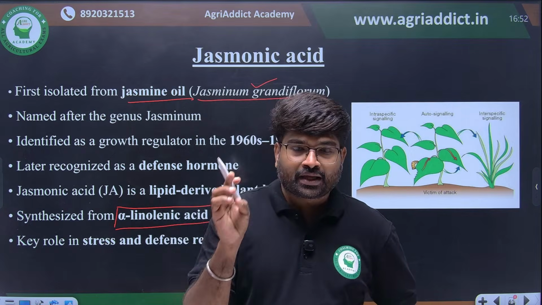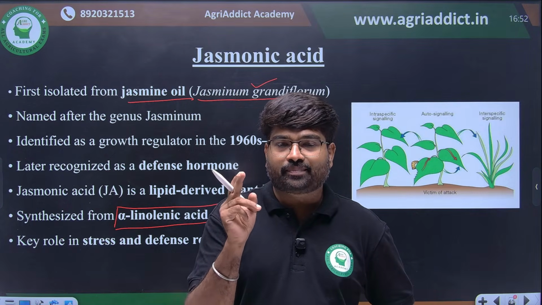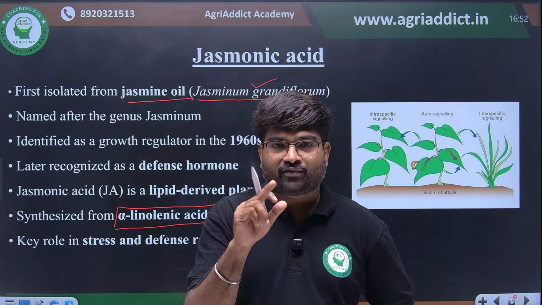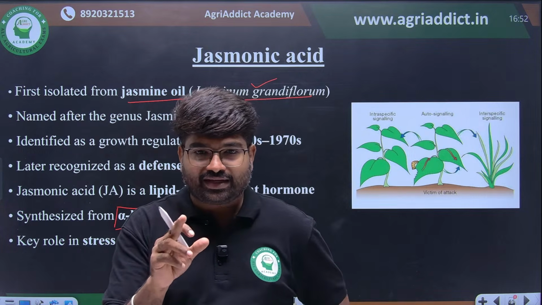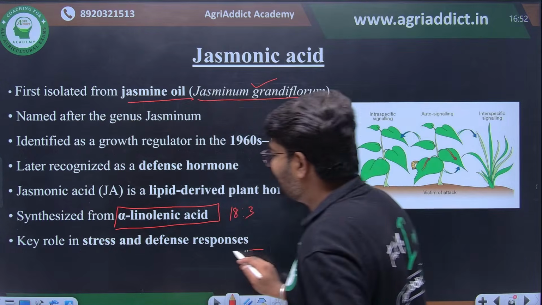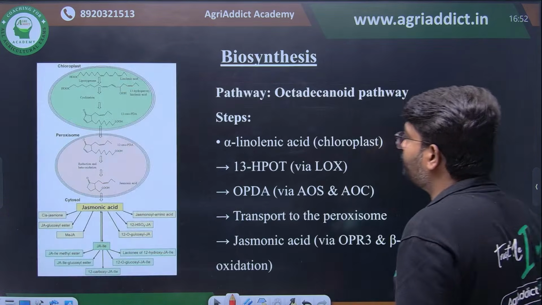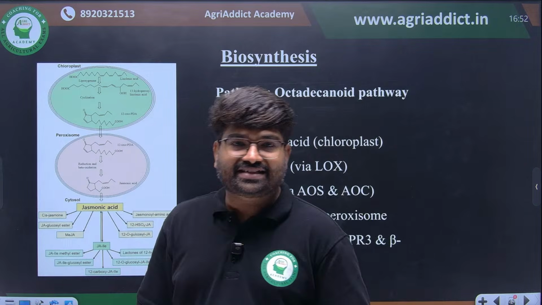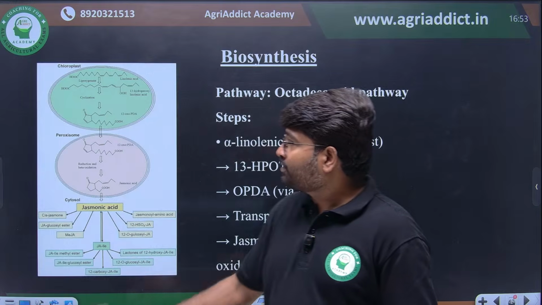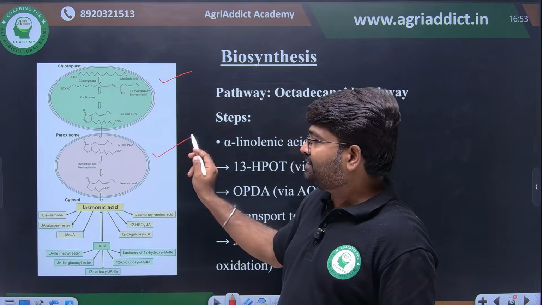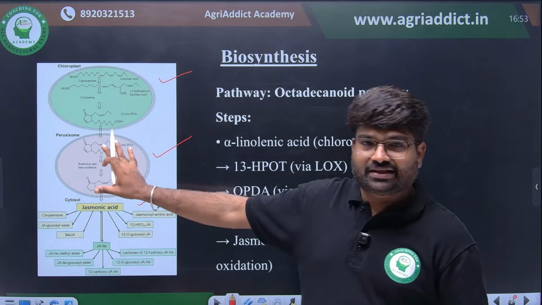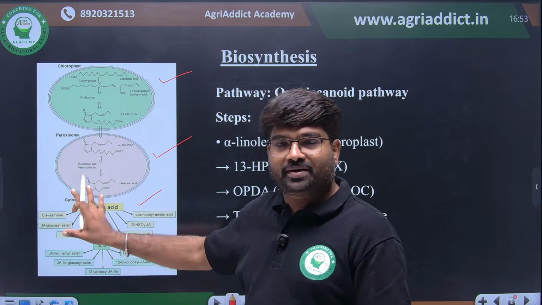Like tryptophan, an amino acid, acts as a precursor: tryptophan for auxin, methionine for ethylene. And for fatty acid, jasmonic acid will be synthesized from alpha linolenic acid. It is a major stress hormone. This also you have to remember. The synthesis of jasmonic acid happens in 3 organelles. First is chloroplast, second is peroxisome, and third is cytoplasm. You have to just remember this. You don't want to go deep into these things.